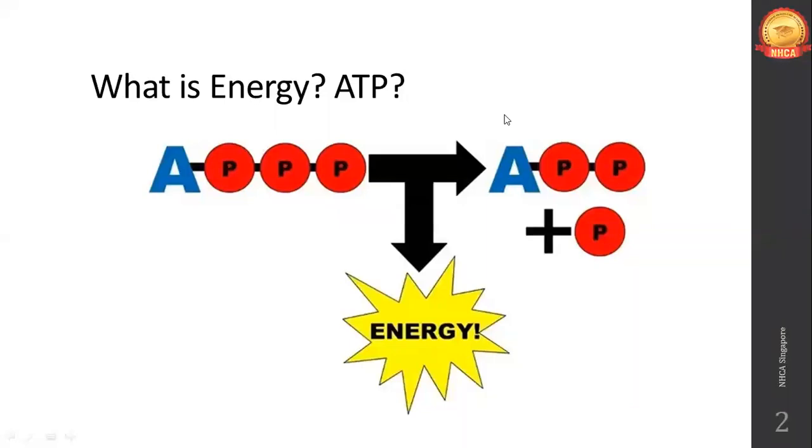So starting with what is energy. Although we can't actually see energy, at least we can feel it. We can see its effects. Energy is produced by splitting of the chemical bond in a substance called adenosine triphosphate. You can see here adenosine stands for the A and three phosphates, that's triphosphate. So this is how you get energy. When you split this bond between the phosphates in the ATP, that's how you get energy.